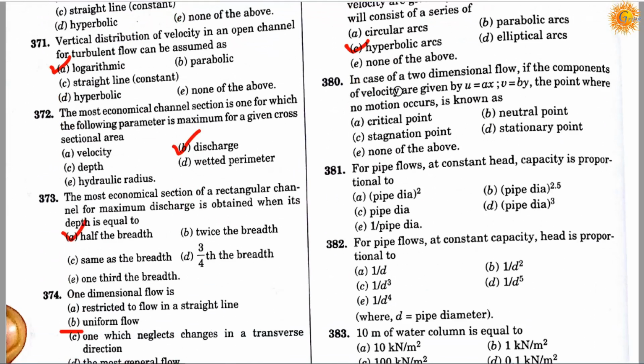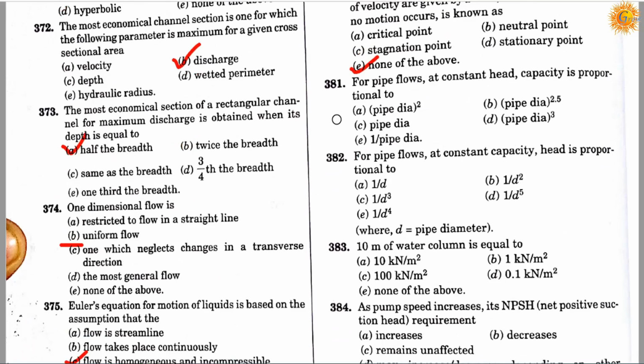Question number 380. In case of a two-dimensional flow, if the components of velocity are given by u equal to ax and v equal to by, the point where no motion occurs is known as: option A, critical point; option B, natural point; option C, a stagnation point; option D, a stationary point; option E, none of the above. So correct answer is E. It will be none of the above.